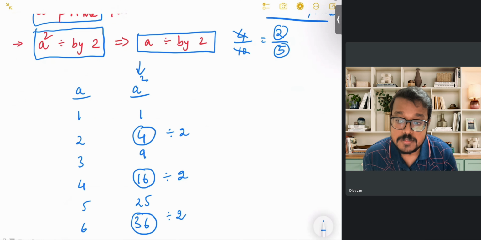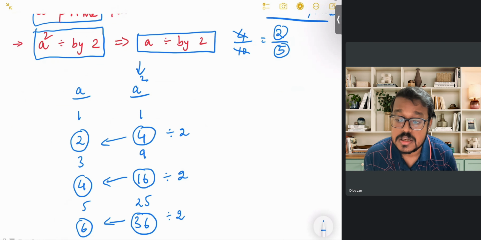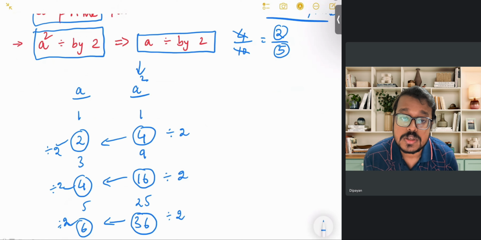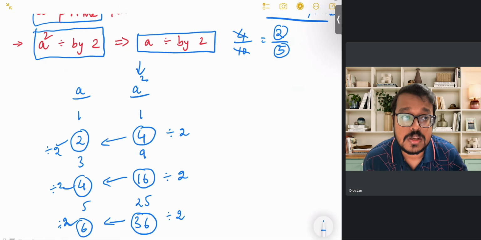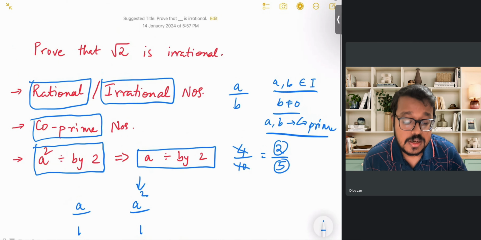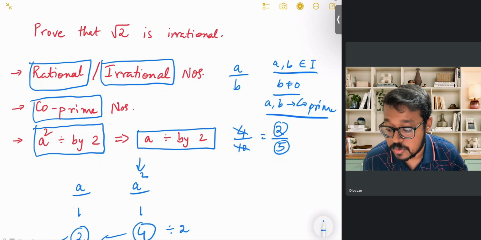Now, if the a square numbers are divisible by 2, are the a numbers also divisible by 2? So let's ask whether 2, 4 and 6, are they also divisible by 2? Of course they are, because they are also even. So this statement, a square divisible by 2, always means that even the number a is divisible by 2. Now that we have brushed up these concepts, we will in the next part of the video look at the proof of how to prove root 2 is irrational.